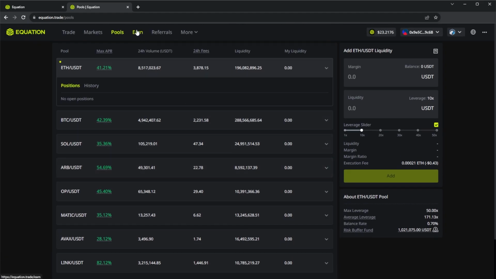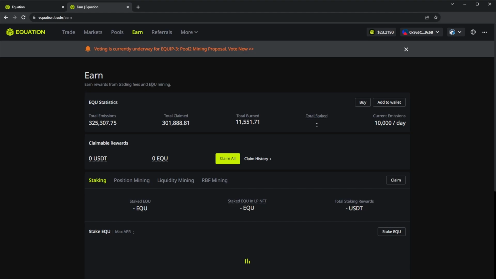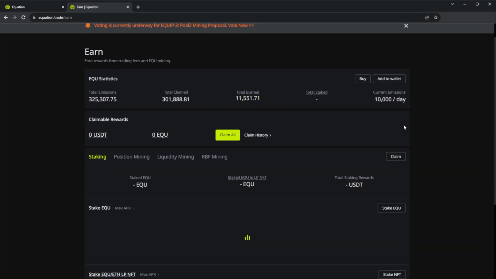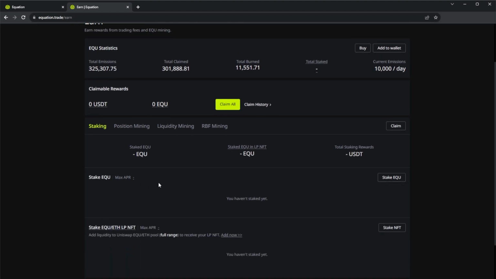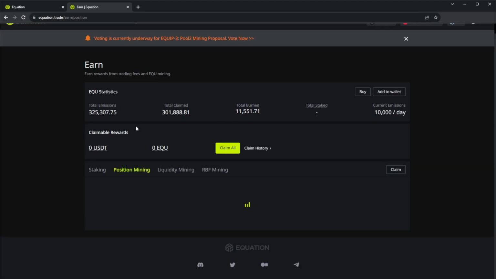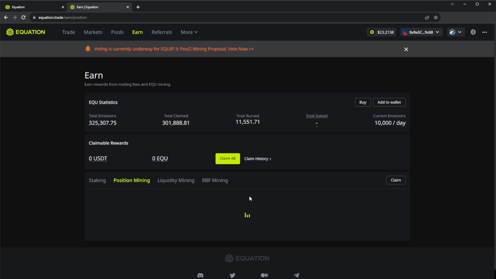But the main thing I want to cover in the earn section here is the EQU mining. You can get some crazy current yields with the position mining. So quick statistics. The EQU, we have total emissions at over 300,000, and same with claims, 11,000 in burned, and the current emissions are 10,000 per day. Here you'll be able to see your staking if you want to stake some EQU, but position mining is where we get these nice yields. Once we get this to load, I will show you how crazy some of the current yields you can get.